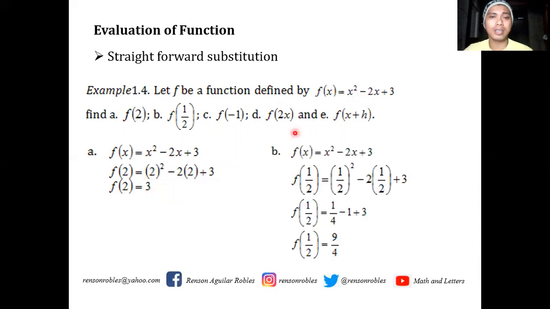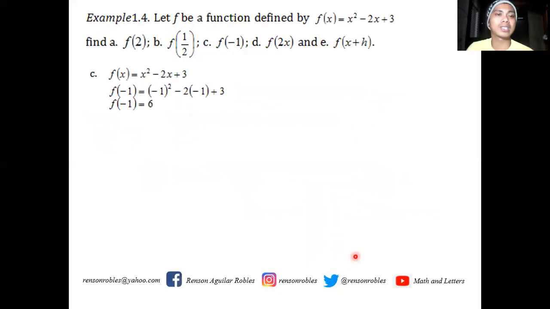For letter B, if we replace x by 1/2, we have f of 1/2 equals 1/2 squared minus 2 times 1/2 plus 3. So 1/2 squared is 1/4, and -2 times 1/2 is -1, and then plus 3. And then you have 9/4 to be our f of 1/2. And then f of -1. Again, you replace x by -1. So -1 squared minus 2 times -1 plus 3, and that will give you 6. This is 1, and this is 2. So 1 plus 2 is 3, plus 3, you have 6.